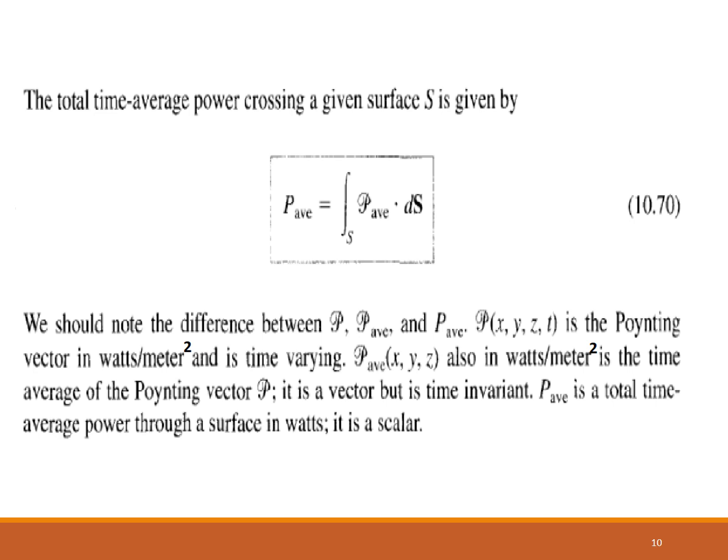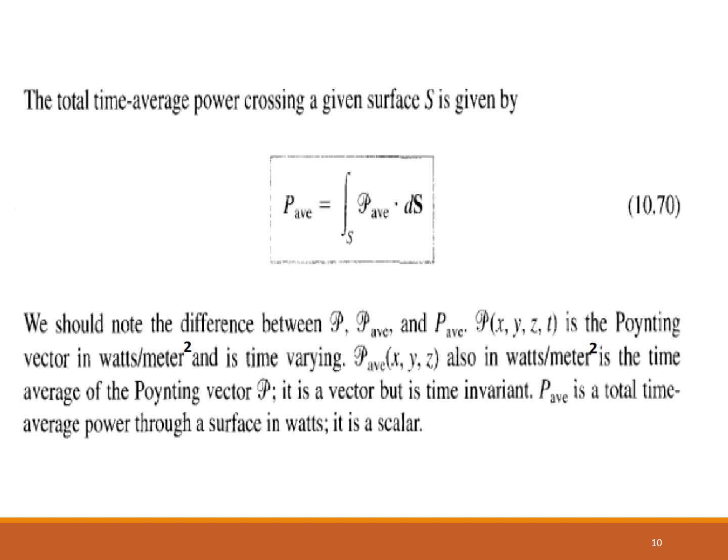So far we've discussed the expression for the complex instantaneous Poynting vector, which is given by P of z,t, and also the time average instantaneous Poynting vector, P average of z. Now, if you want to find the total time average power crossing a given surface S, that is given by equation 10.70. You integrate, it will be a surface integral, the time average instantaneous Poynting vector, P average, dot dS. This is going to give you the total time average power.